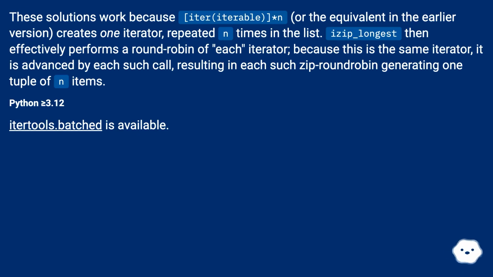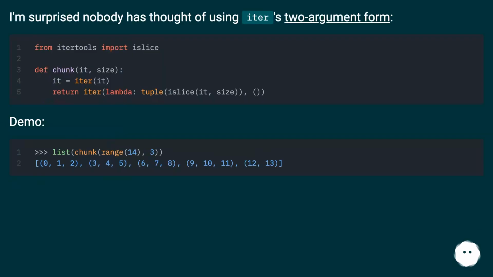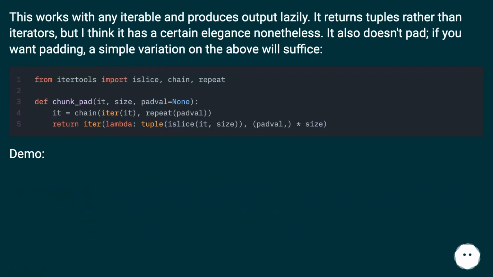Python greater than or equal to 3.12: itertools.batched is available. I'm surprised nobody has thought of using iter's 2-argument form. Demo. This works with any iterable and produces output lazily. It returns tuples rather than iterators, but I think it has a certain elegance nonetheless.